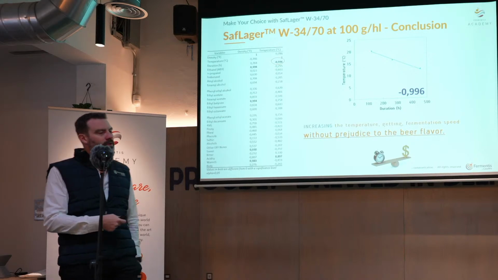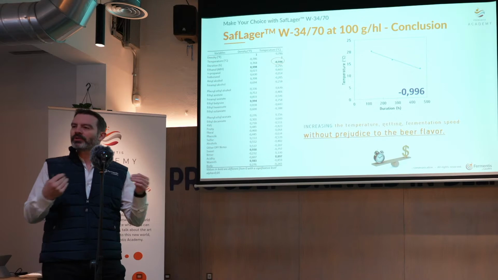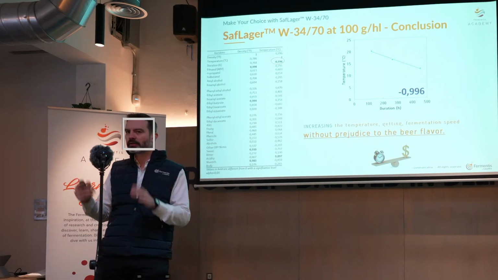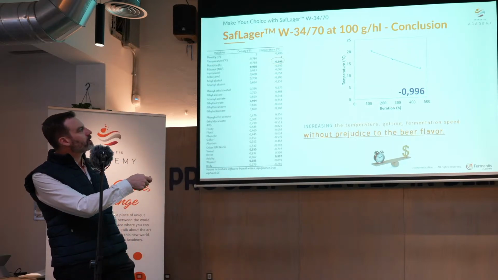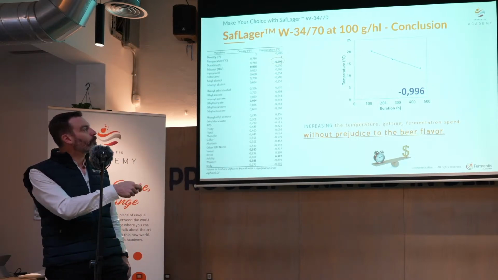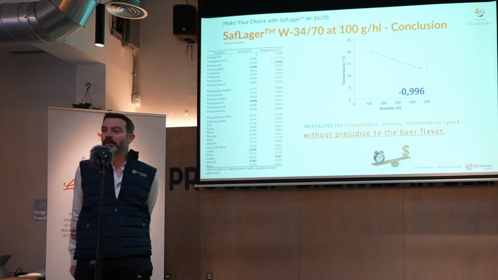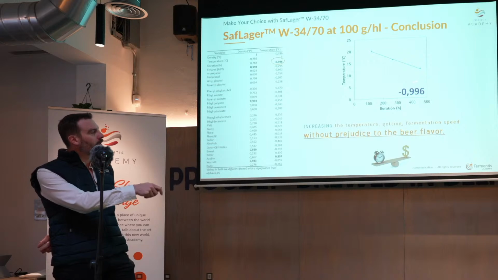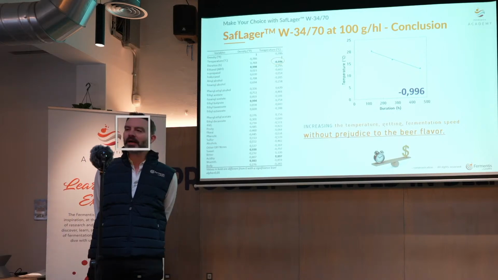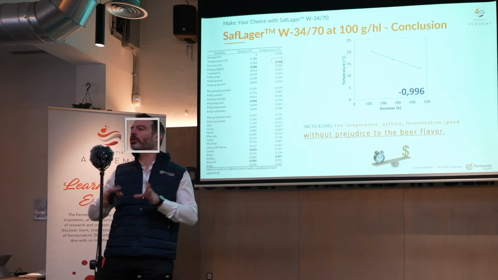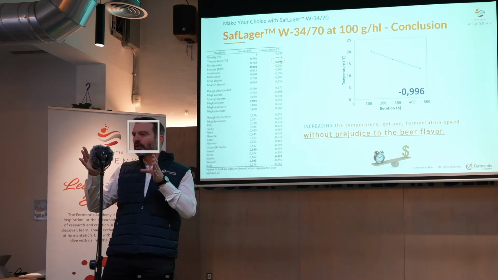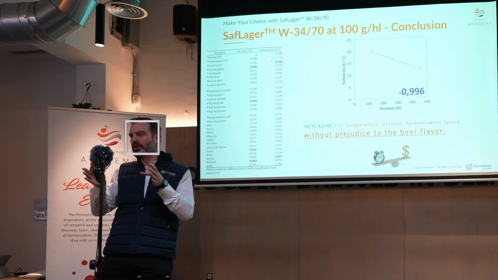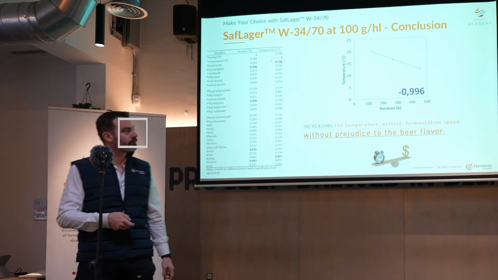Just to show you, we recommend between 80 grams and 120 grams per hectoliter in standard conditions. So let's be right in the middle, 100. We have a perfect correlation between temperature and duration. Here we have an index of minus 0.996, which is basically 100%. So 100% of the difference in fermentation duration can be explained by the temperature, which is really powerful.